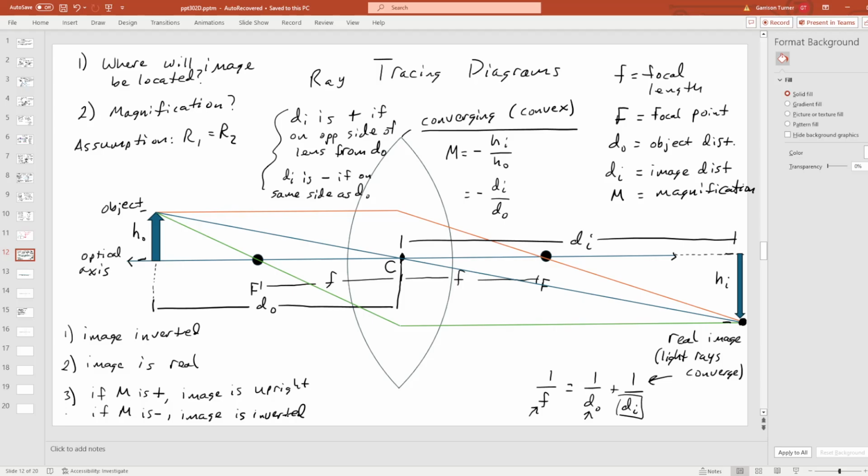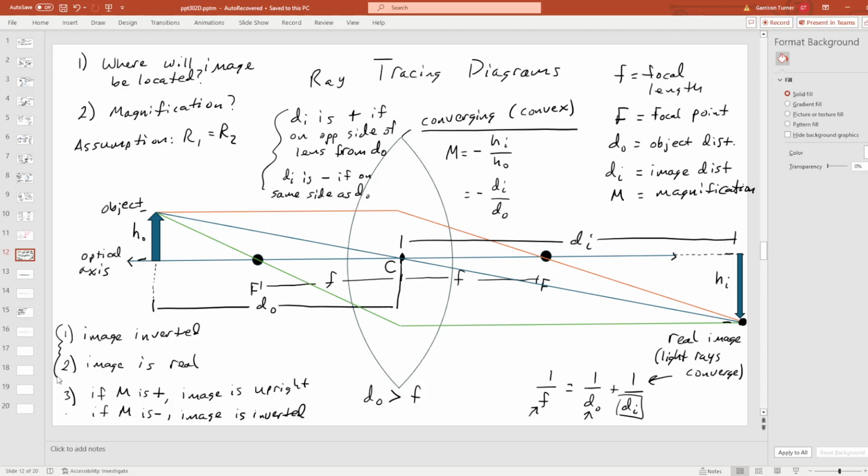Now, the situation that we have for this particular ray diagram is the ray diagram for d0 being larger than your focal length. And points 1 and 2 over here are going to be general under that condition.